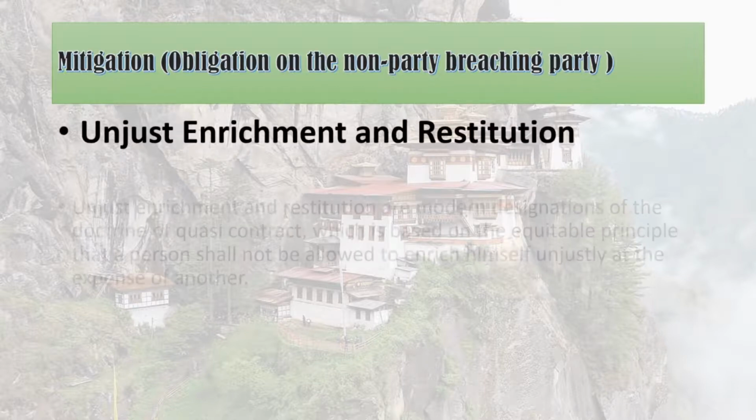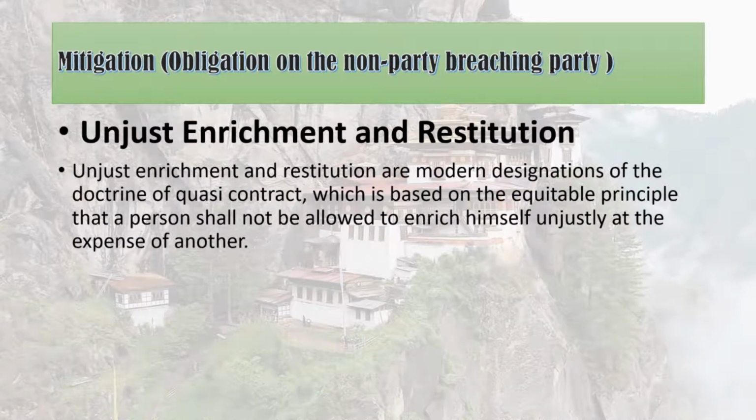So unjust enrichment, the theory of unjust enrichment, is an equitable remedy, as we have already discussed, based upon the contract implied in law. So the basis for the unjust enrichment doctrine is that no one ought to enrich himself unjustly at the expense of another. The most significant element of this doctrine is whether the enrichment of the defendant is unjust or not. That has to be determined. That is fundamental in understanding what unjust enrichment is.